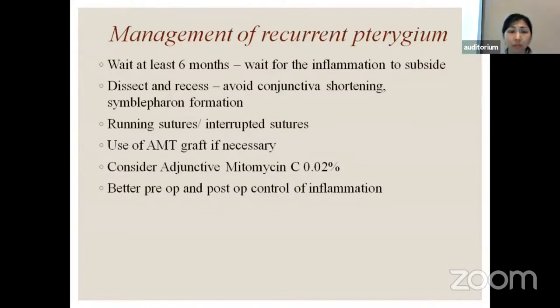So you can think about using running sutures or interrupted sutures. It doesn't matter. And if needed, the AMT graft is necessary. Sometimes you might want to consider using mitomycin if the patient has come back with a recurrence. Usually I'll try to do one more time. But if, let's say, the third time, basically, I will use mitomycin C 0.02%. In recurrent pterygium, most important is the control of the inflammation, not only after the surgery, but prior to the surgery, you want to control the inflammation.